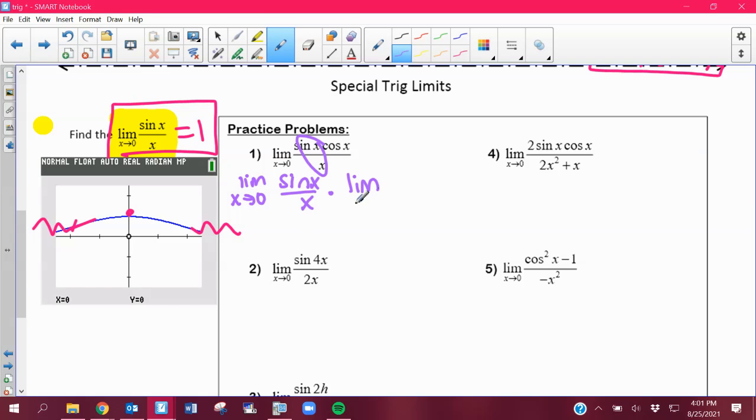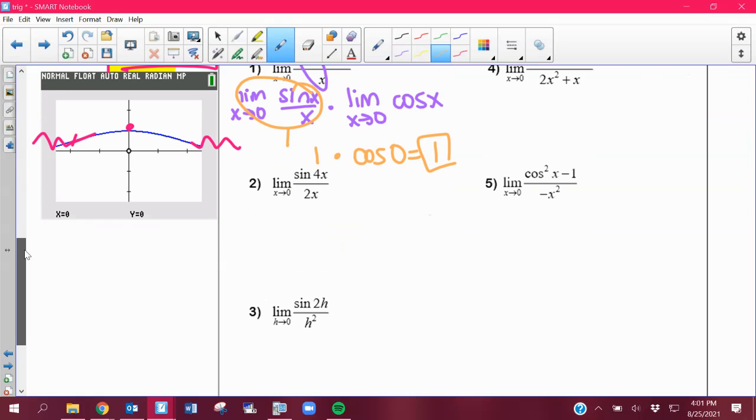Okay, and then I'm just going to leave whatever else is left over here because I know this piece is equal to 1. So this is just going to be 1 times whatever this limit is. So I'm going to have 1 times the cosine of 0. If you look on your unit circle chart, that is 1. So 1 times 1 is 1. Okay, so if I can find sine x over x, I'm excited.